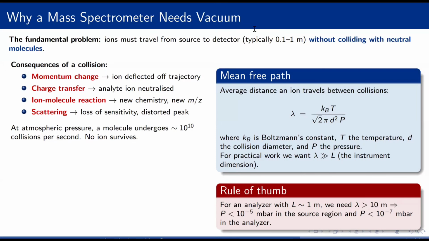If an ion collides with a neutral gas molecule along the way, several bad things can happen. First, the collision changes the ion's momentum. Its trajectory is now off. The mass analyzer doesn't work.